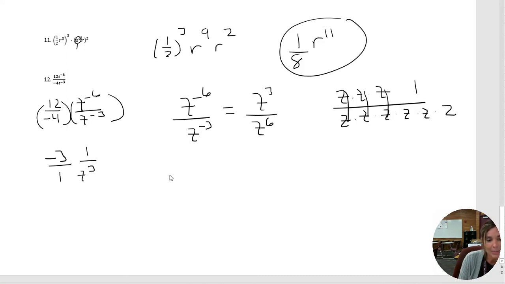So top times top, negative 3 times 1 is negative 3. Bottom times bottom, 1 times t to the 3rd is t to the 3rd. So that's your final answer.